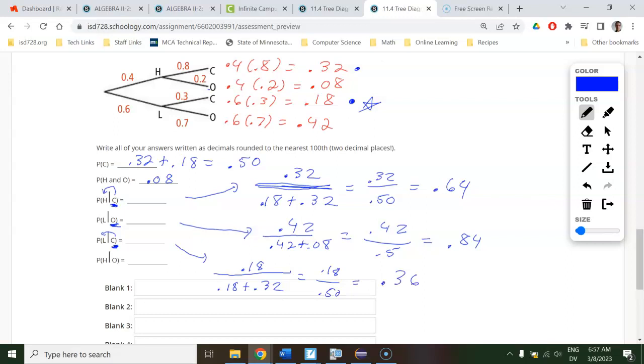Running out of space, but let's see if I can fit this last one on here. Get them all on one screen for you. So the last one here is given that we're open. All right, so I'm going to find the open dots, and I'm going to highlight them again. So open is this one and this one.